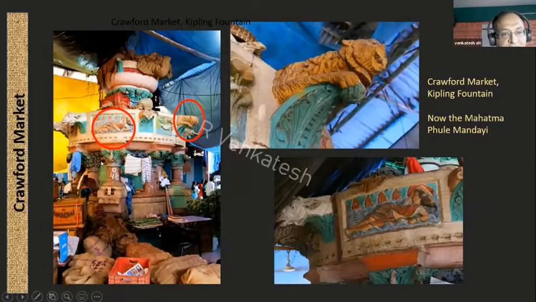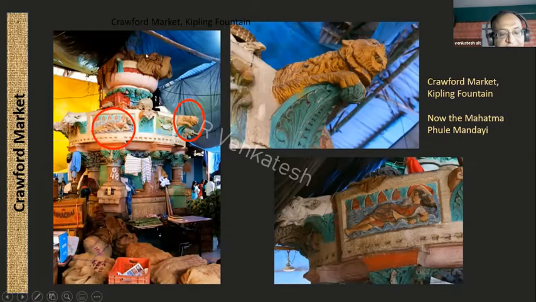So this is how the Kipling fountain inside Crawford Market looks. Thankfully, it has been dismantled a few months ago. When I saw it last, there were patras around. We hope it is restored as soon as possible. So this is what it looked like when I saw it last. You get this reverse here.